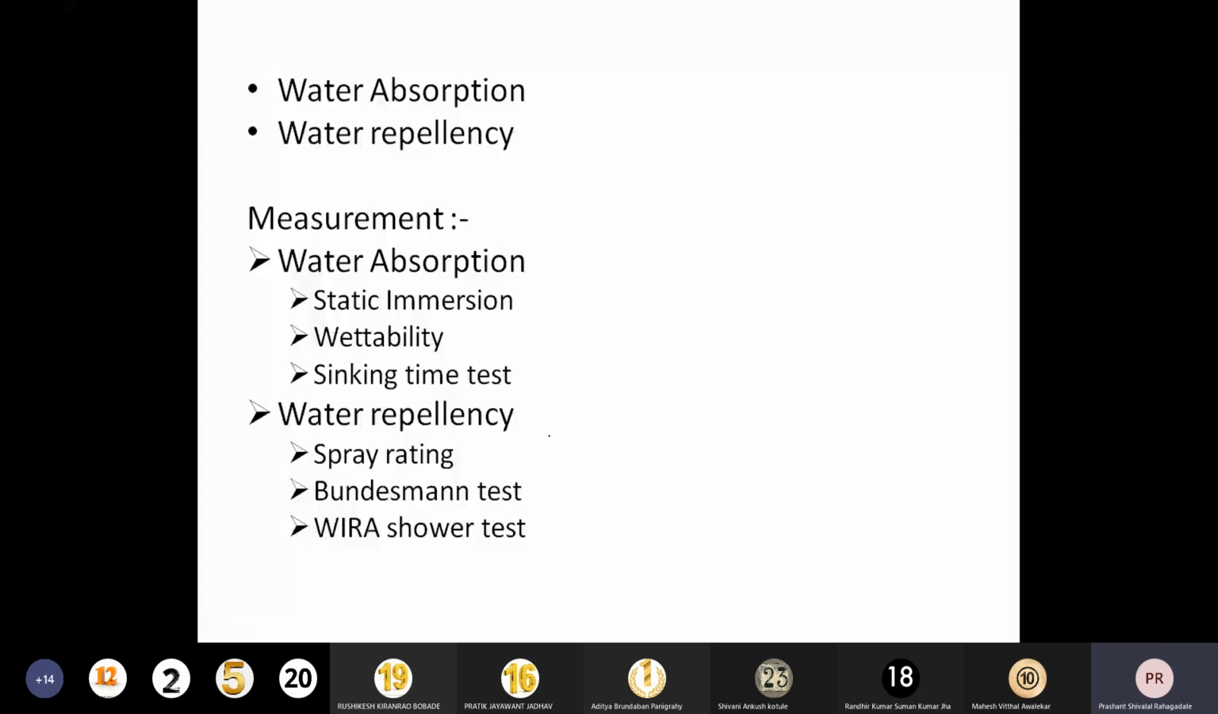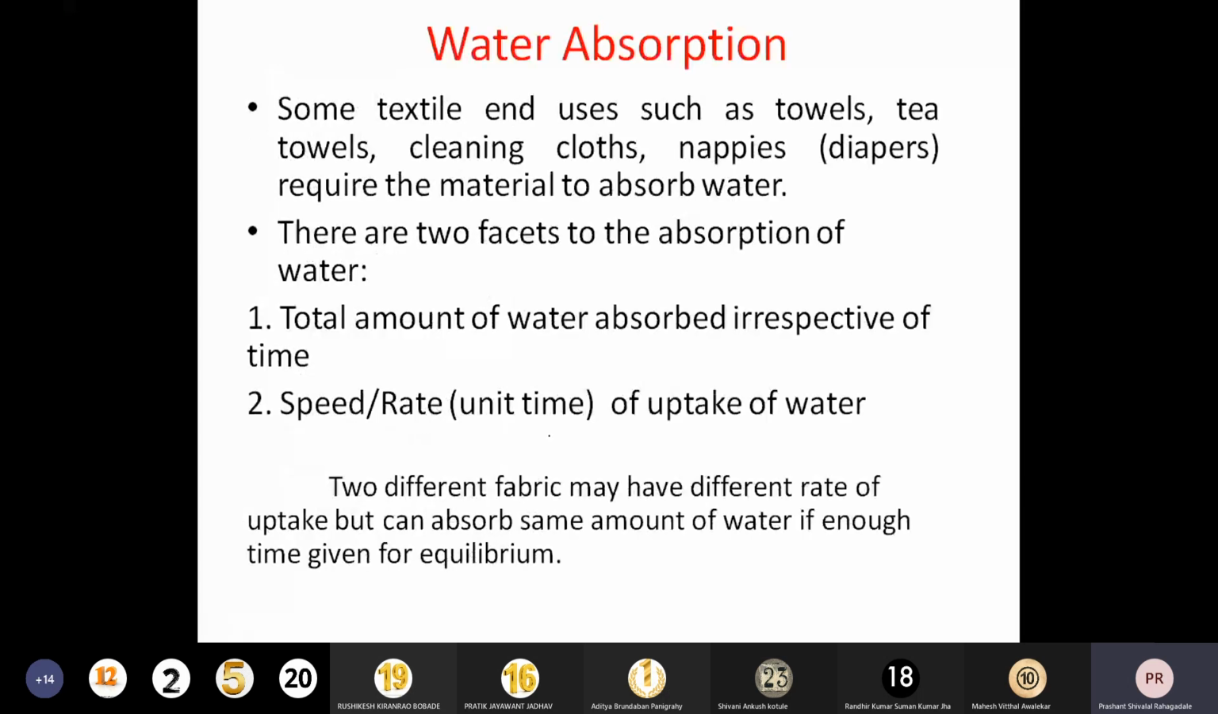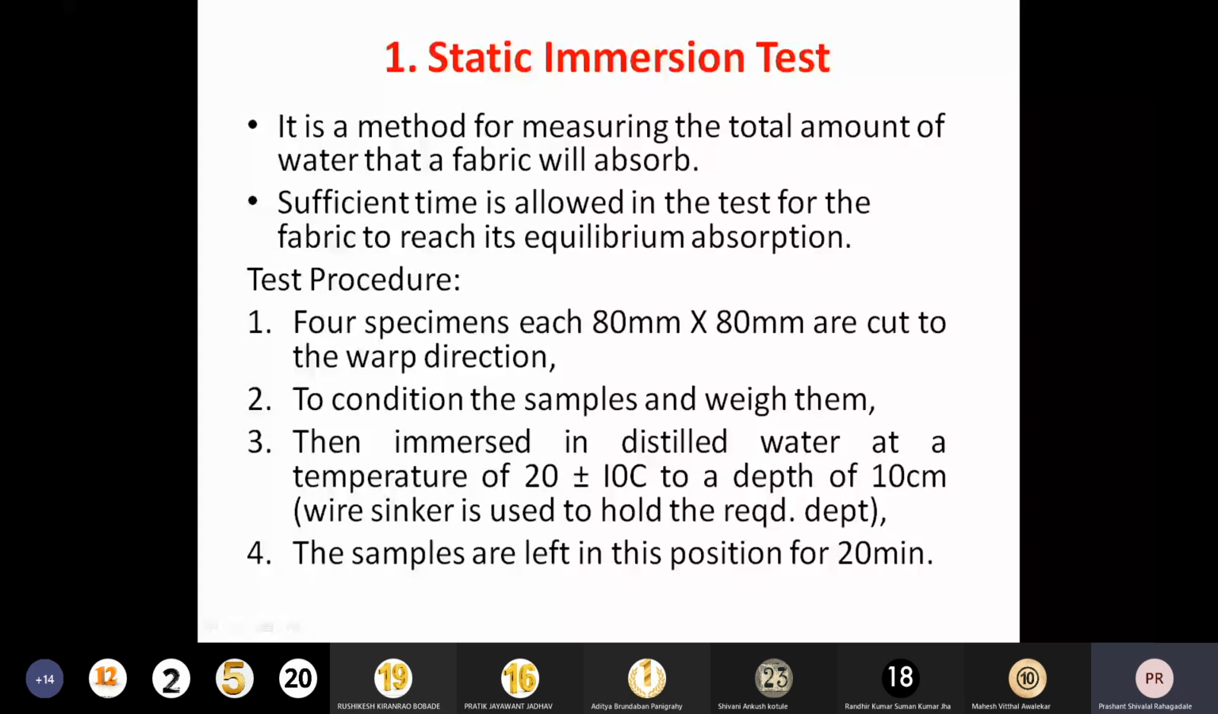So now about water absorption, जैसे हमने बोला there are two facts to absorption of water, that is total amount of water absorbed with respect to time and the speed at which it will take. First is static immersion test. Now when we say static immersion test, this method is used for measuring the total amount of water that a fabric will absorb, and here we have to allow sufficient time for the test so that it will reach equilibrium absorption.